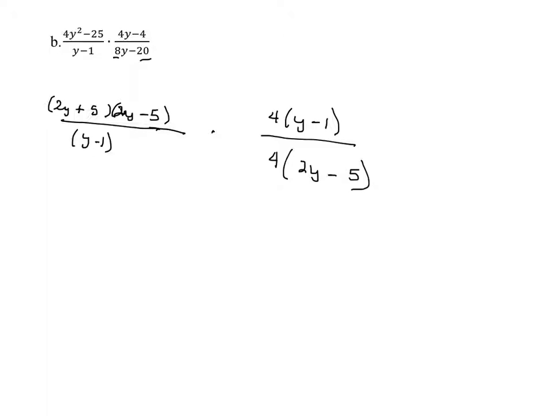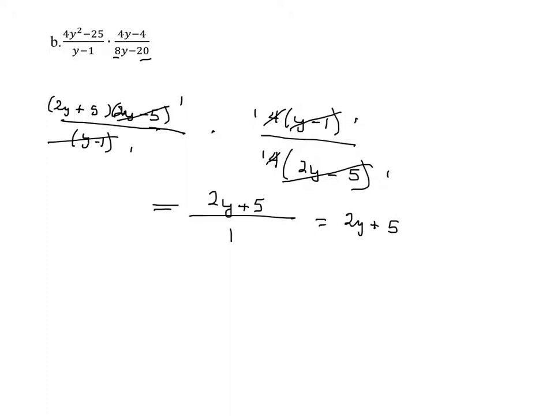Now, let's look kitty corner for package deals. Package, package, package, package. We're getting ones here. I keep saying that because I don't want you to forget. And see how you have the 4s on the top and the bottom? 4 divided by 4 is 1, so these will also cancel out and get a 1. So in the numerator, all you're left with is 2y plus 5. And in the denominator, all you're left with is 1. So you get 2y plus 5. You don't need to write the 1 as long as it's in the denominator. Yay!